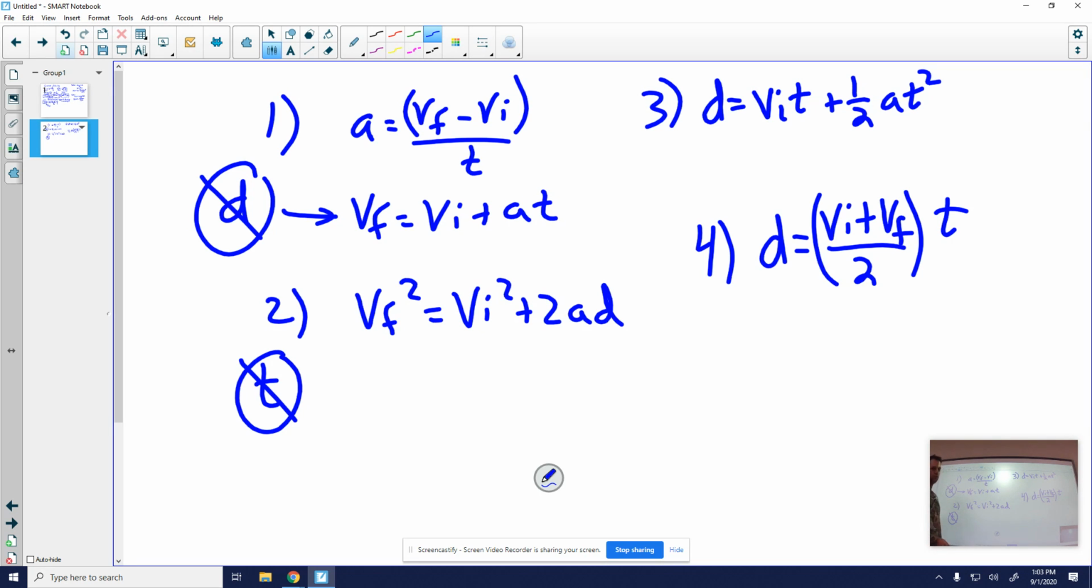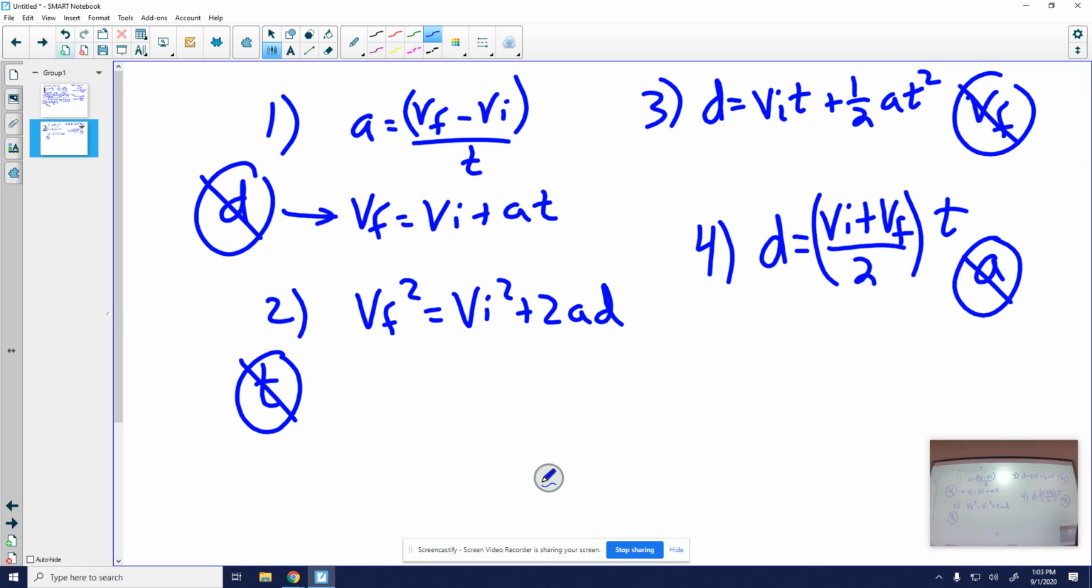It's never mentioned. You aren't looking for it. You're not trying to solve for time, and you don't need it. This one doesn't mention final velocity. And then this one mentions final velocity and initial velocity and time and distance, but it doesn't mention the actual acceleration value. So they all are missing one thing.